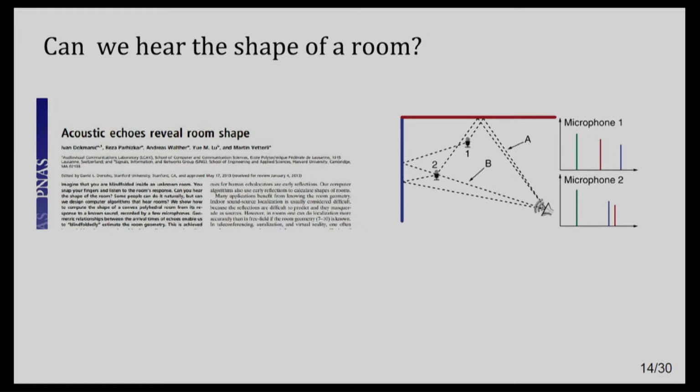And you can visualize these things in what we call a room impulse response. So this is basically over time, the amplitude of the sound heard for each microphone and from each wall. So here the green one would be the direct path, red is the reflection from wall 1, and blue is the reflection from wall 2.